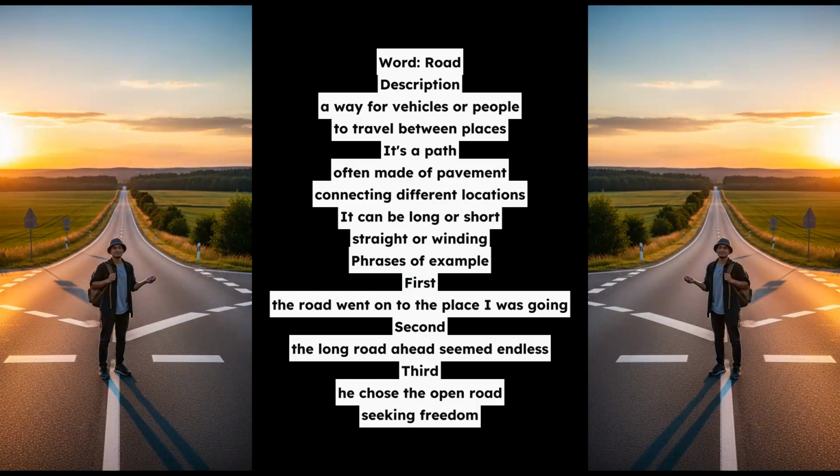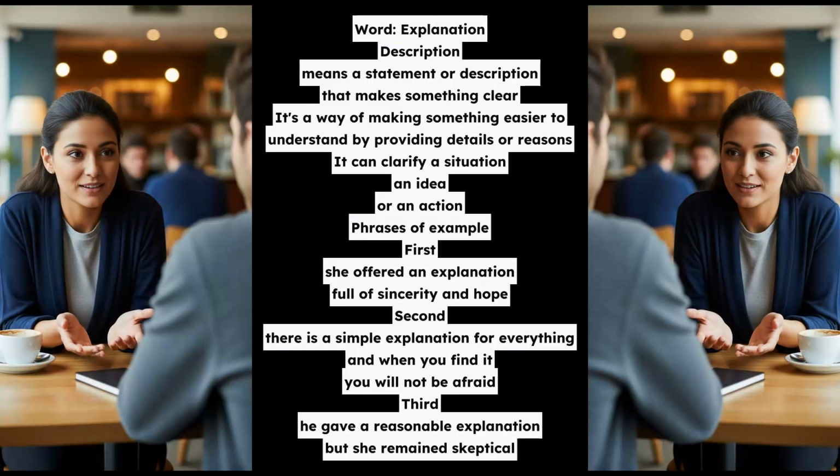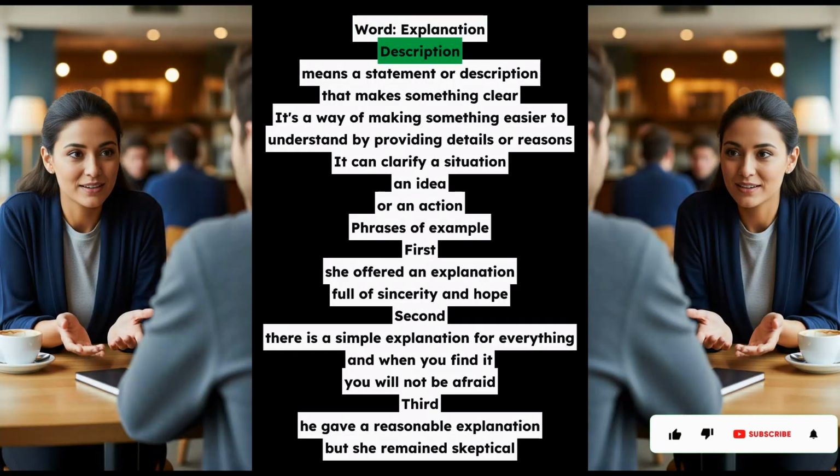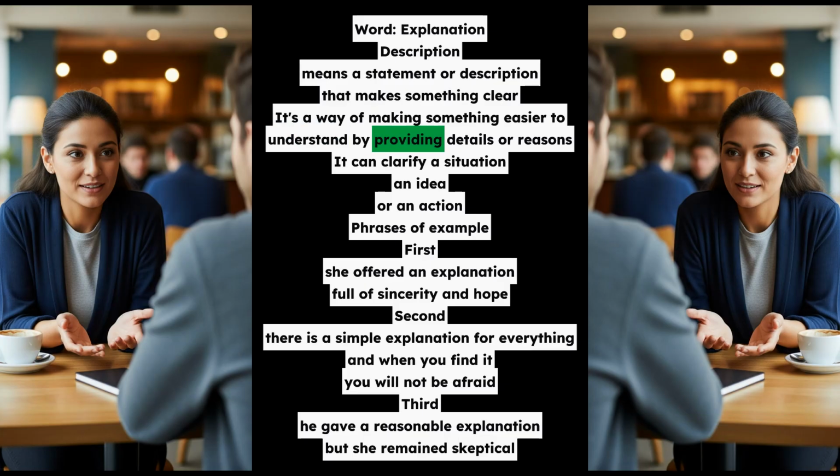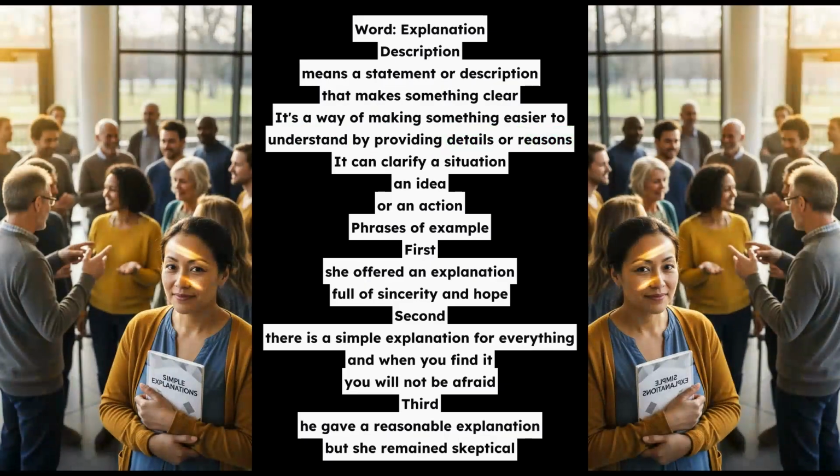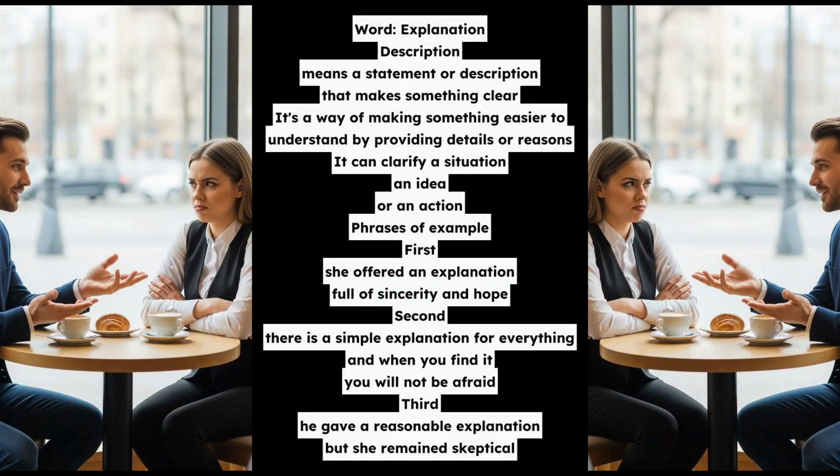Word: explanation. Description: means a statement or description that makes something clear. It's a way of making something easier to understand by providing details or reasons. It can clarify a situation, an idea, or an action. Phrases of example. First, she offered an explanation, full of sincerity and hope. Second, there is a simple explanation for everything, and when you find it, you will not be afraid. Third, he gave a reasonable explanation, but she remained skeptical.